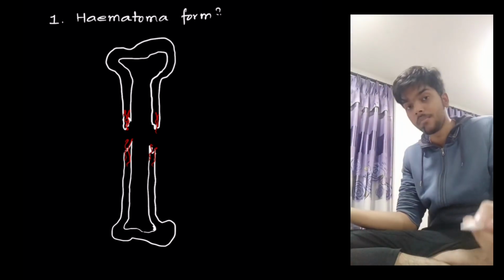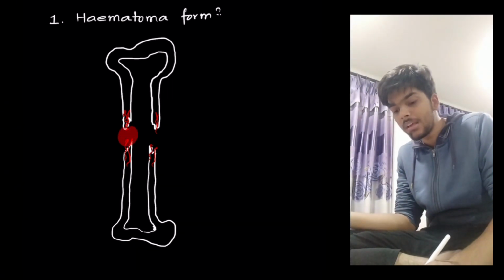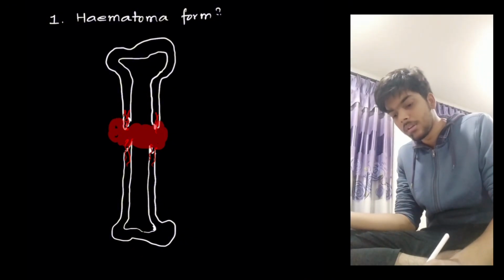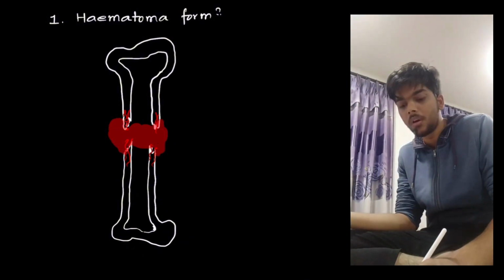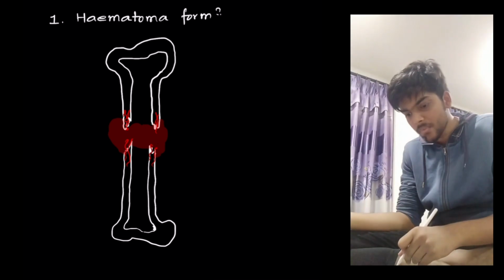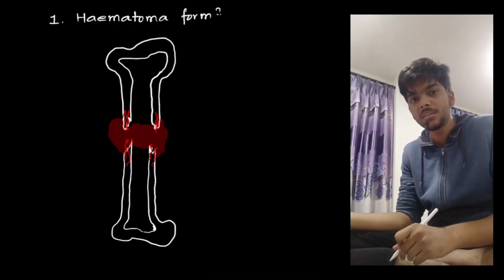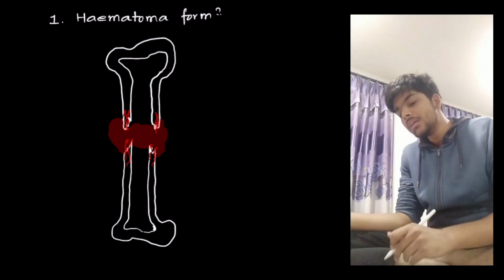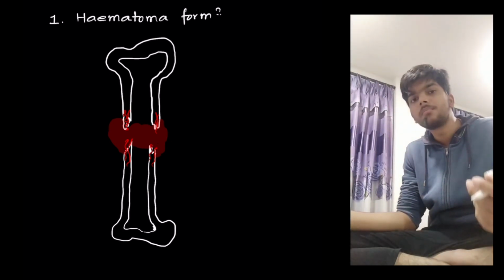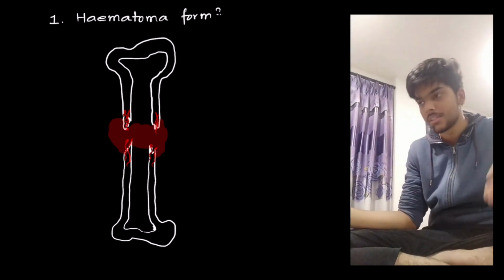Blood from the blood vessels comes out and fills the gap between the ruptured parts of the bone. This right here is what we call a hematoma. However, the hematoma doesn't just stay as it is. Immediately, the process of blood clotting starts due to platelets, obviously.